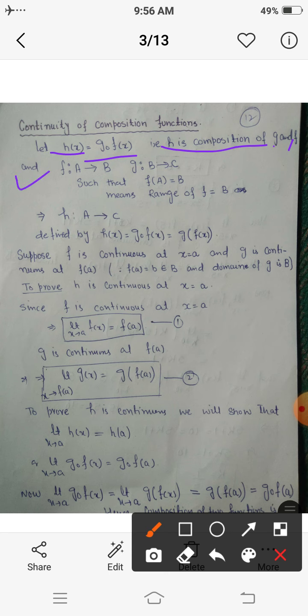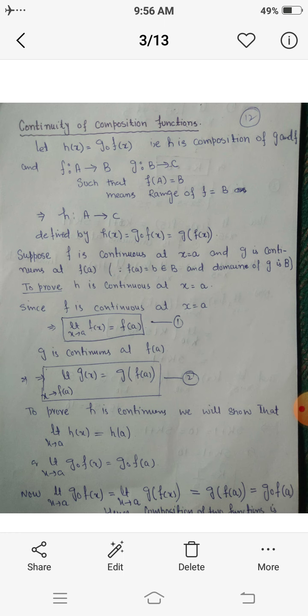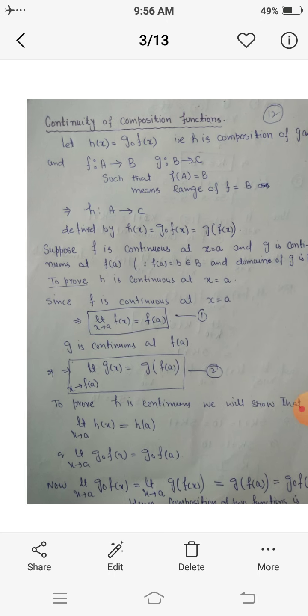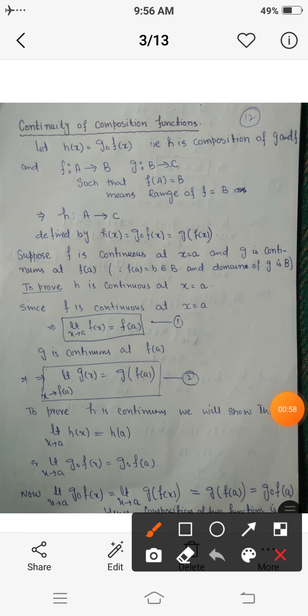Here, in order to define g∘f, we need f to be a function from A to B and g from B to C, such that f of A equals B, meaning f is onto, or the domain of g equals the range of f. This means f of A equals B, that is, the range of f equals B. Then clearly h is a function from A to C, defined by h of x equals (g∘f)(x), which is simply g of f of x.